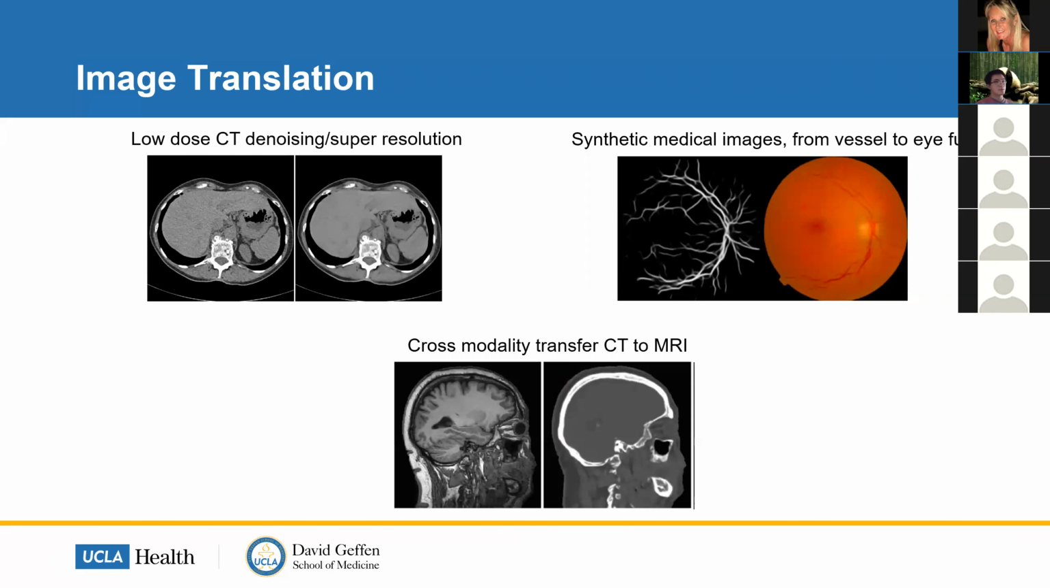So this is well known as image translation in the computer vision society. There have been plenty of applications in the medical imaging domain. For example, converting a low-dose CT image to a denoised version, or doing some super resolution, and synthesizing some medical images, like from the vessel to eye fundus, or even the cross-modality transfer from CT to MRI.